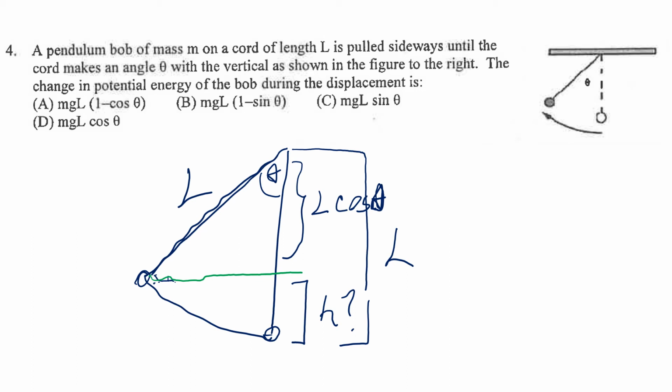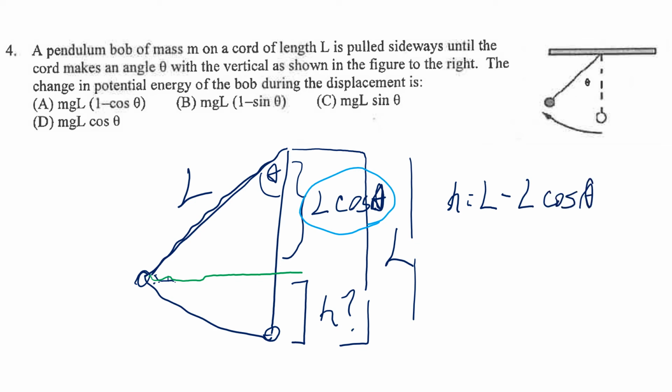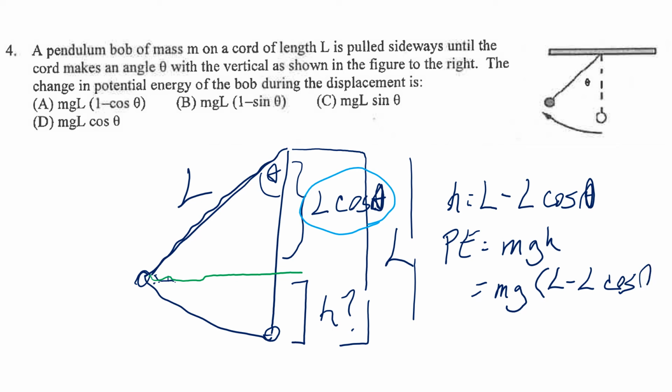So that means h is equal to the whole thing, right, which is L, minus this bit, which is L cosine theta. That's pretty good. And then now I just got to add the mg to it because I know that potential energy is equal to mgh. I'm going to substitute in h. That means it's equal to mg times L minus L cosine theta.